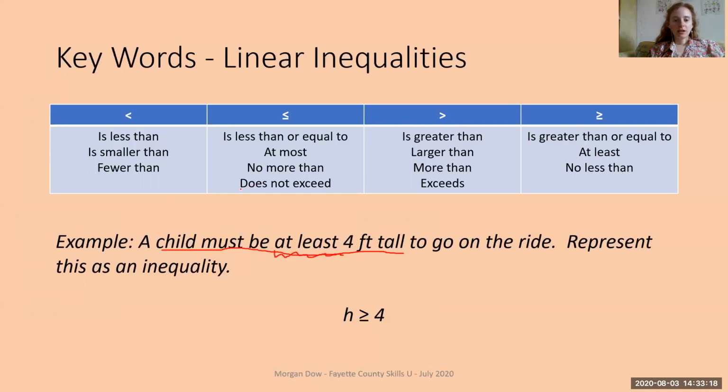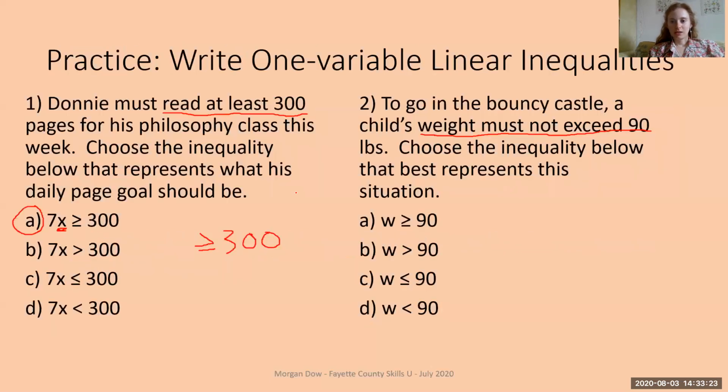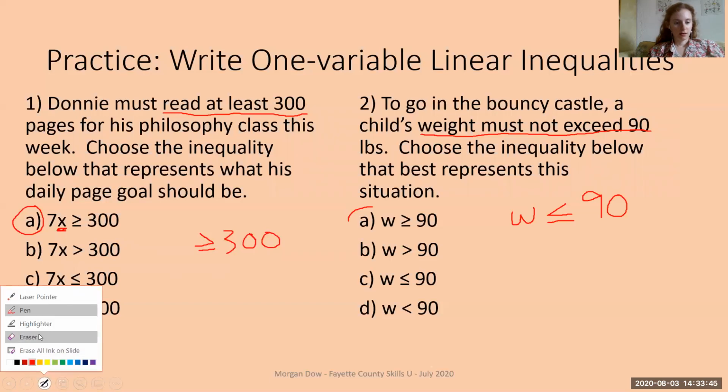Must not exceed, that's very similar to does not exceed, right? Must not exceed, does not exceed, means the same thing. So must not exceed, the weight can go up to 90, but it can't go over 90. So it needs to be less than or equal to 90, anything that's not over 90. And so we see again here our, oops, not A. Getting a little ahead of myself. So our answer in this situation is going to be choice C.